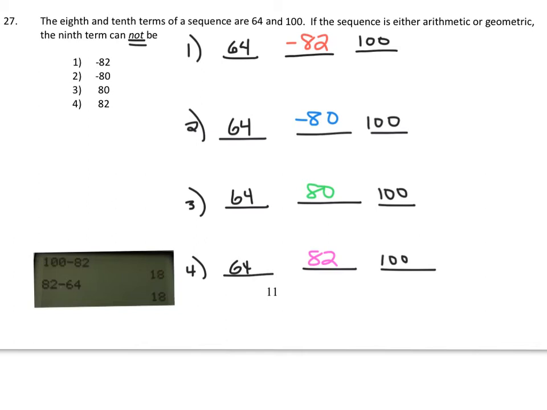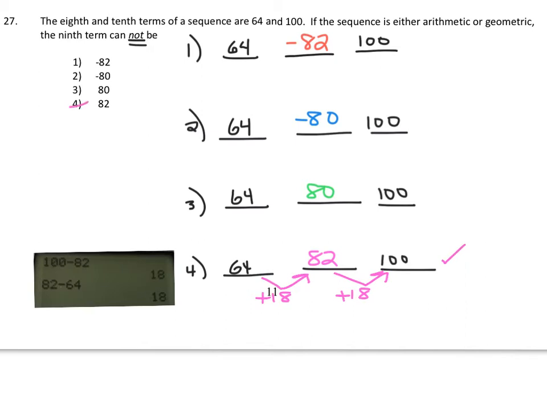Okay, so I first started off using subtraction. I did 100 minus 82, and it gave me 18. And then I did 82 minus 64, and it gave me 18. So since these match, what that means is to get from one term to the next, to get from here to here, I'm adding 18. And to get from here to here, I'm adding 18. So choice 4 works, okay? That's an arithmetic sequence. So I'm going to cross off choice 4.